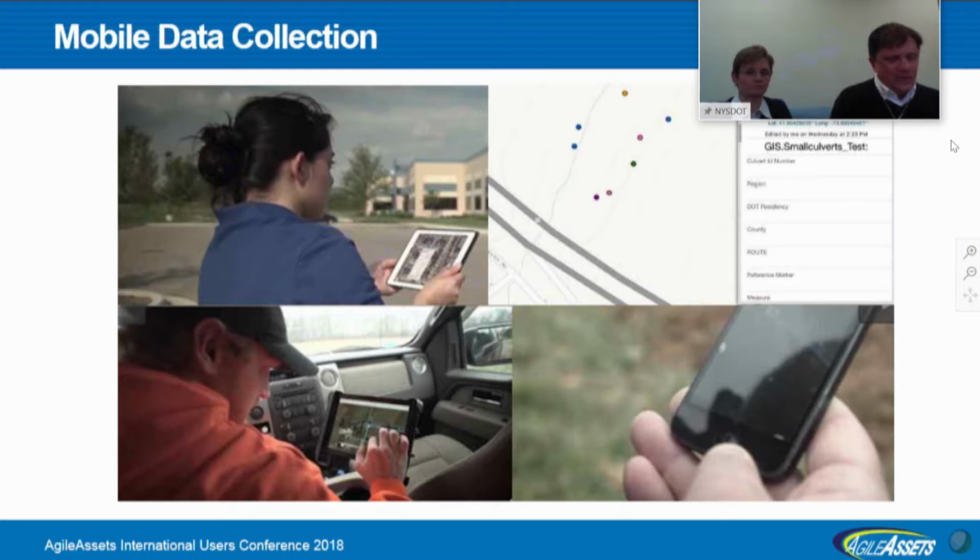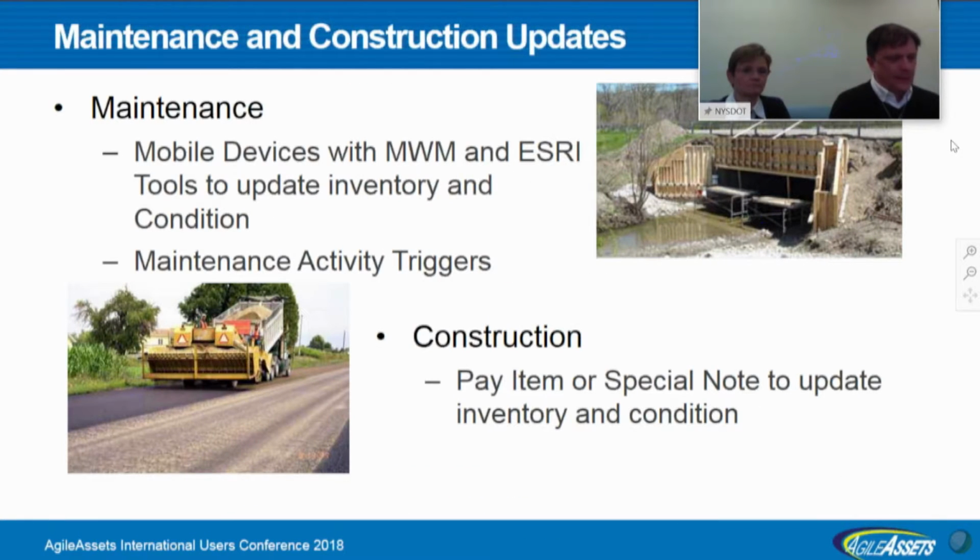So yes, we're doing this data collection, but since we're doing it on a 4-year cycle, the question is, what happens in between? What happens when a maintenance crew goes out there and puts an extension on a culvert pipe? What happens when you have a construction contract and you retire all the assets for a segment of highway? How do you maintain the currency of that data?